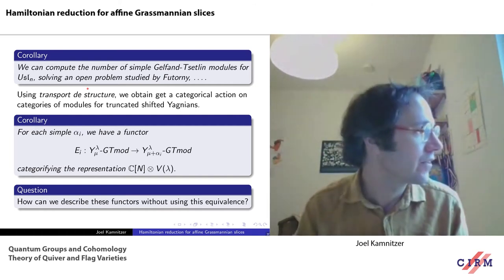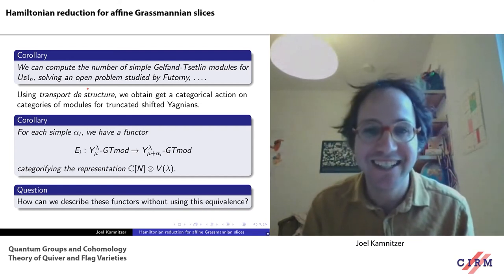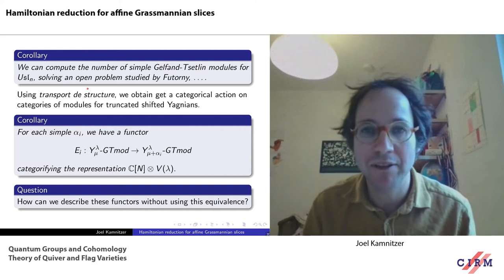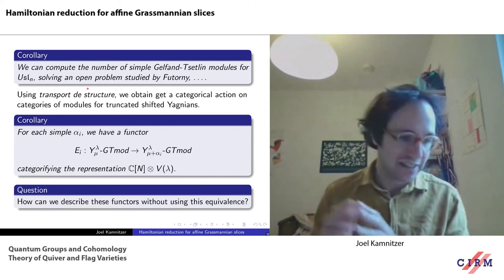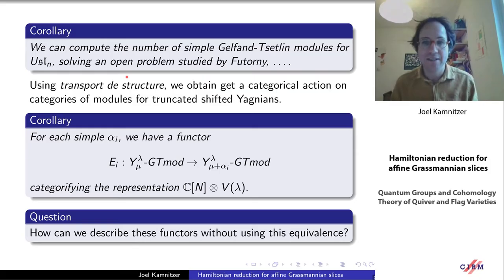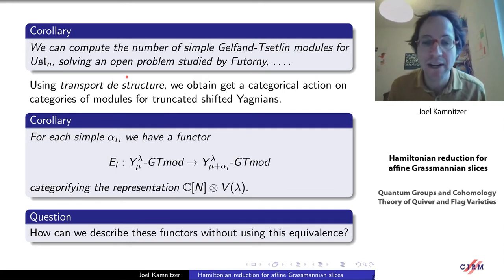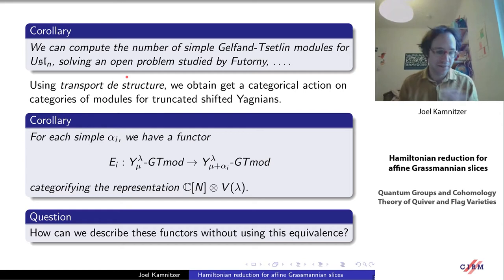One corollary of this theorem, which was an unexpected corollary for us, is that you can use it to compute the number of simple Gelfand-Tsetlin modules for the universal enveloping algebra of SLN. So it's a completely classical question. You take SLN, you study those simple modules on which the Gelfand-Tsetlin subalgebra acts locally finitely. This is a problem people had been studying for 20 years. It was the subject of Futorny's ICM address in 2018. It was an open problem and it's solved by our theorem because we have this equivalence of categories, and it's quite easy to count the number of simple KLRW algebra modules because we know exactly what it categorifies for the KLRW algebra.